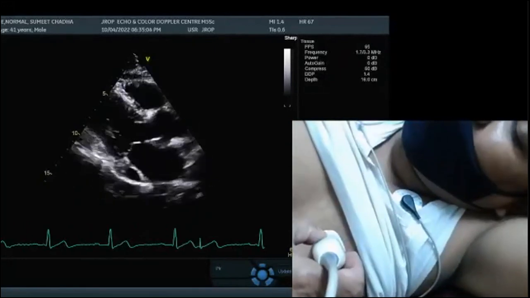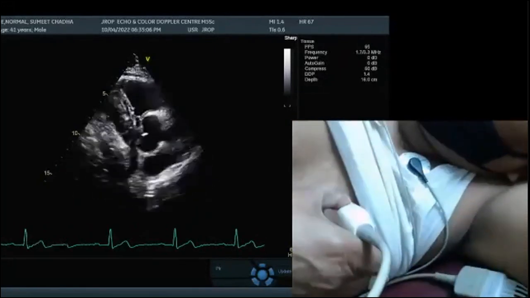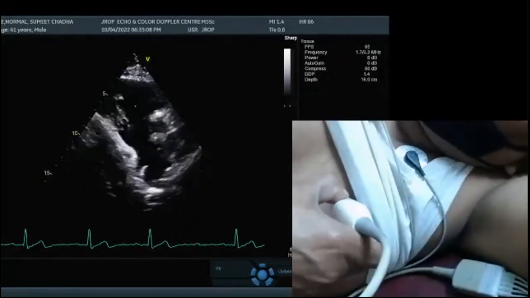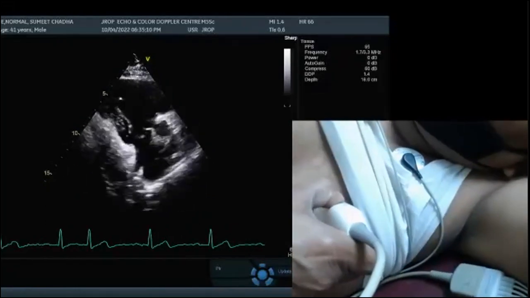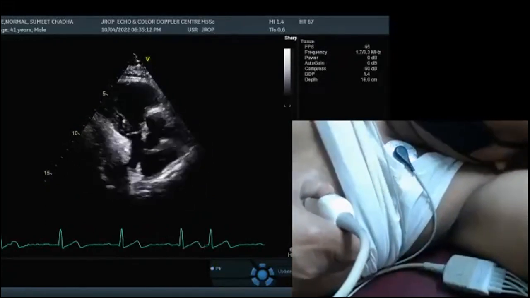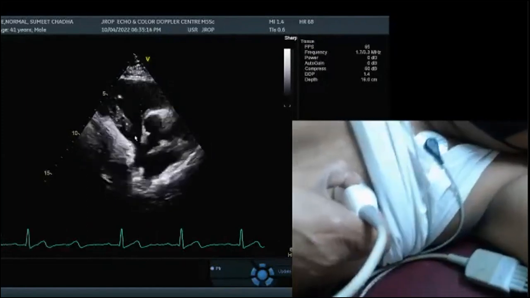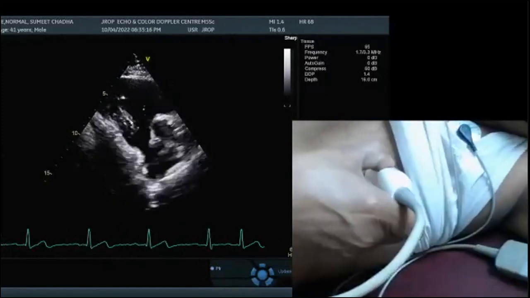Coming back to the 11 o'clock position, let the footprint look toward the mediastinum. What do we see? We see the RV, RA inflow. This is the RA, this is the RV inflow.